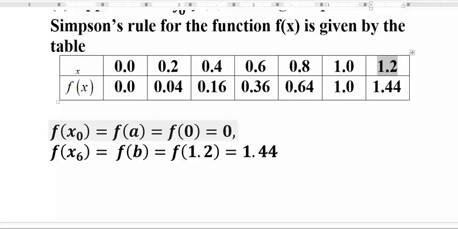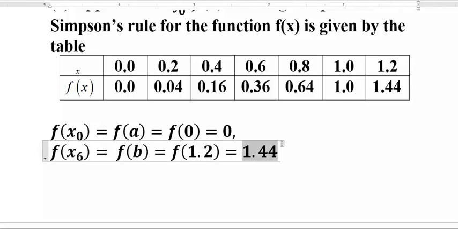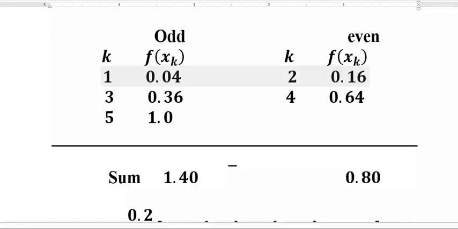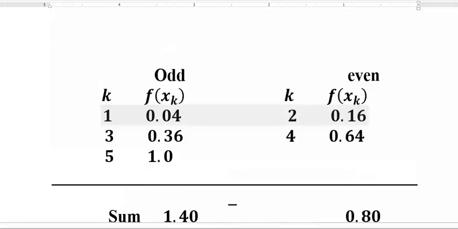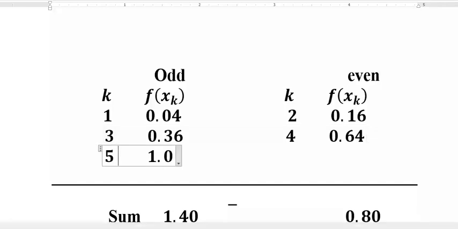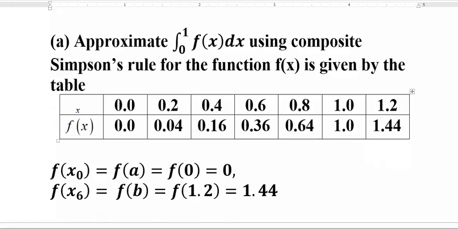F of a equals 0, f of x6 equals 1.14, and we shall name the odd values. The first one is f of x1, which is 0.04. The third one is 0.36, and the fifth is 1. Here it is. X1.